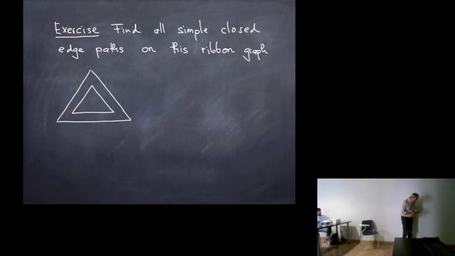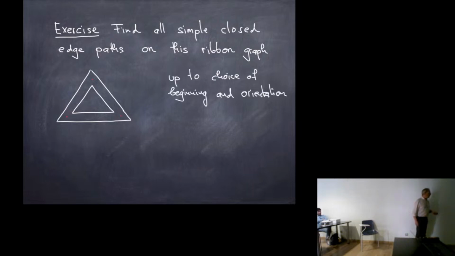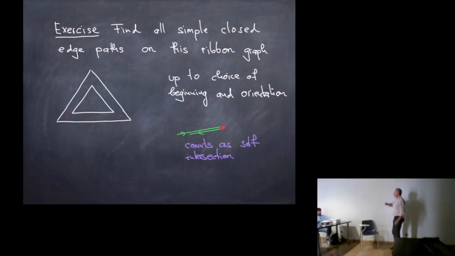What you maybe do not see is that I have vertices here just to mark the idea that this triangle is not a road sign, but it's a ribbon graph. And the first thing you try to do, you start somewhere. I should say up to choice of beginning and orientation. You do not look at oriented curves. And there is also something before you start. Going forth and back on the same edge, like you go forth and then back again, this is not a line, this is considered a self-intersection.